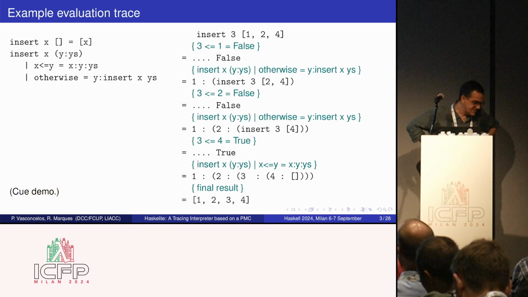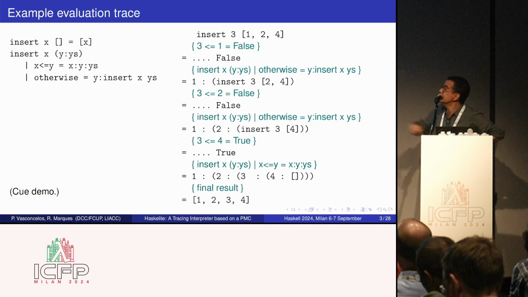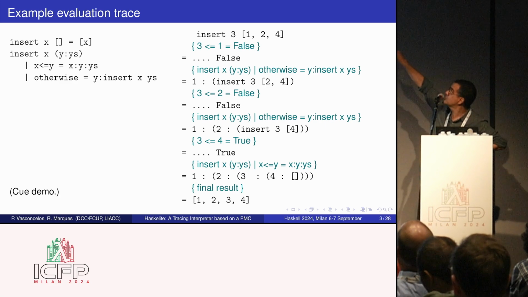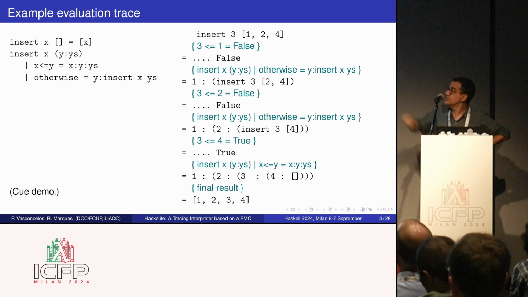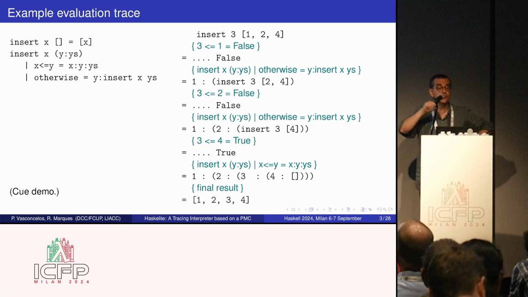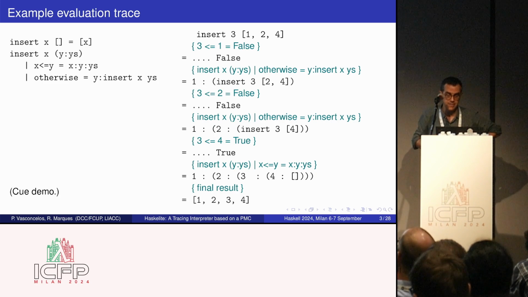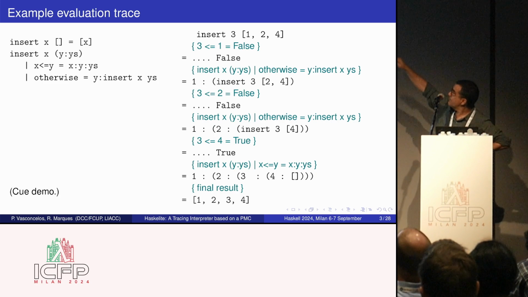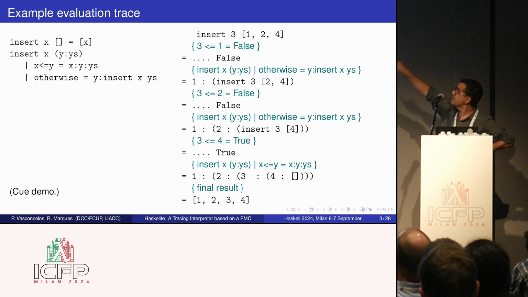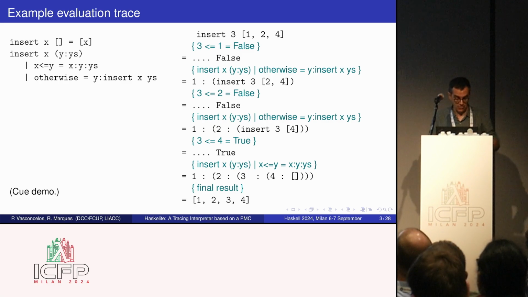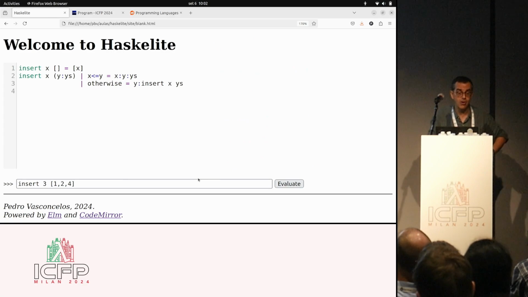So here's an example of the sort of thing I want to build. If the student writes that program and asks to evaluate that expression, the program is an insertion into a list that's supposed to be ordered, maintaining the ordering. It will produce a step-by-step trace like this with the equations in between. So rather than explain this, I'll just show you how it works.